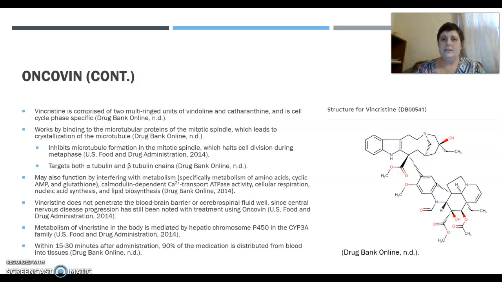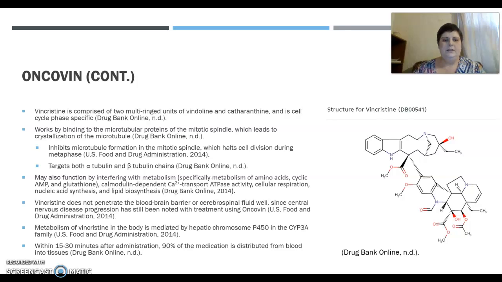Vincristine, however, does have a significant limitation in that it does not penetrate the blood-brain barrier well, and it also does not cross over into the cerebrospinal fluid. So central nervous disease progression has been noted in individuals who are on monotherapy with Oncovin. So that is why it's typically used with other medications that have better penetration of the central nervous system.